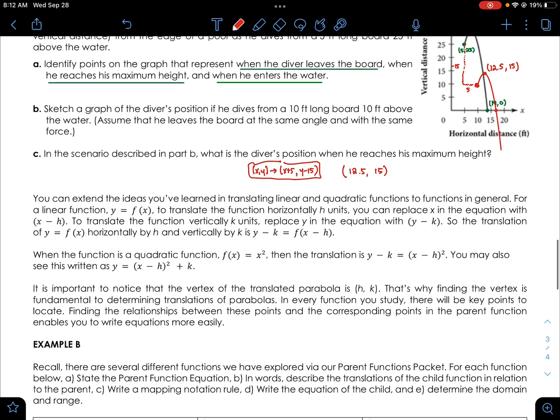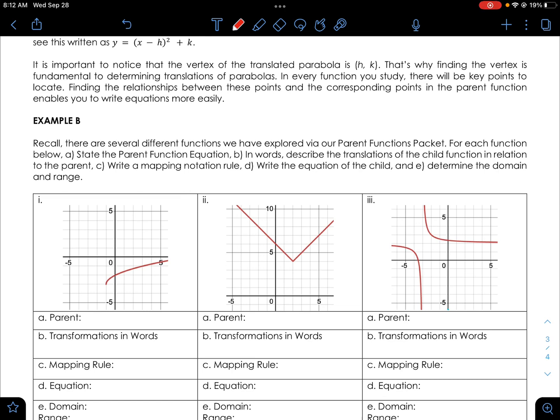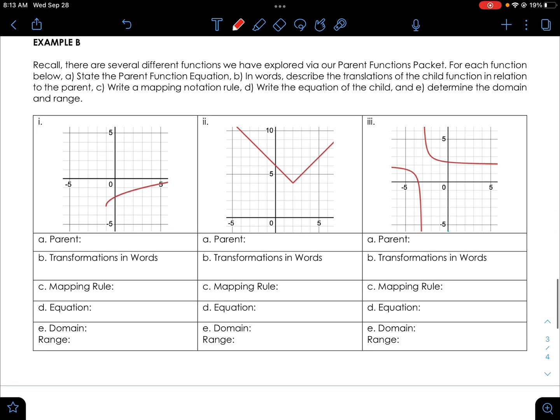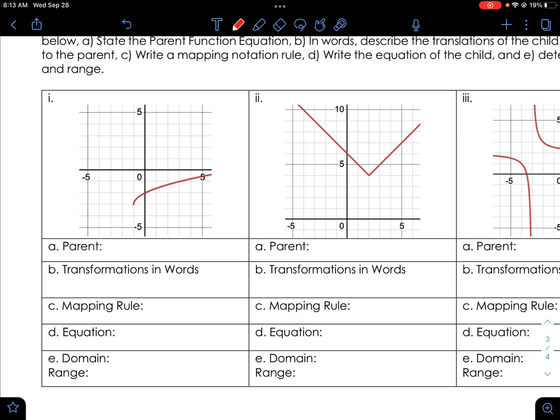So we can take this and we can extend this to any type of function that we want. Again, we can extend this to square root functions, absolute value functions, and rational functions. So we're going to take a look at 3 examples here where we have to figure out this information for each of these graphs. We want to figure out the parent function, the transformation in words, the mapping rule, the equation, and the domain and range. So the first one that we're going to look at is letter I.